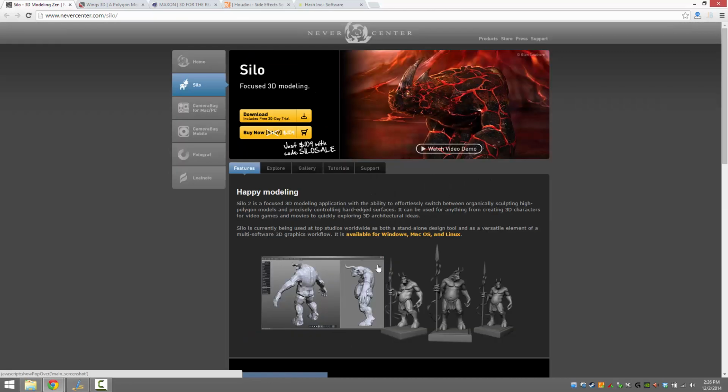But mostly Silo is focused around 3D modeling, and it's a subdivision modeler, which is the process that most people are actually using these days for creating really detailed models using low polygons that you then subdivide and make nice and smooth, or use multi-resolution versions of it. So that is the common approach to things.